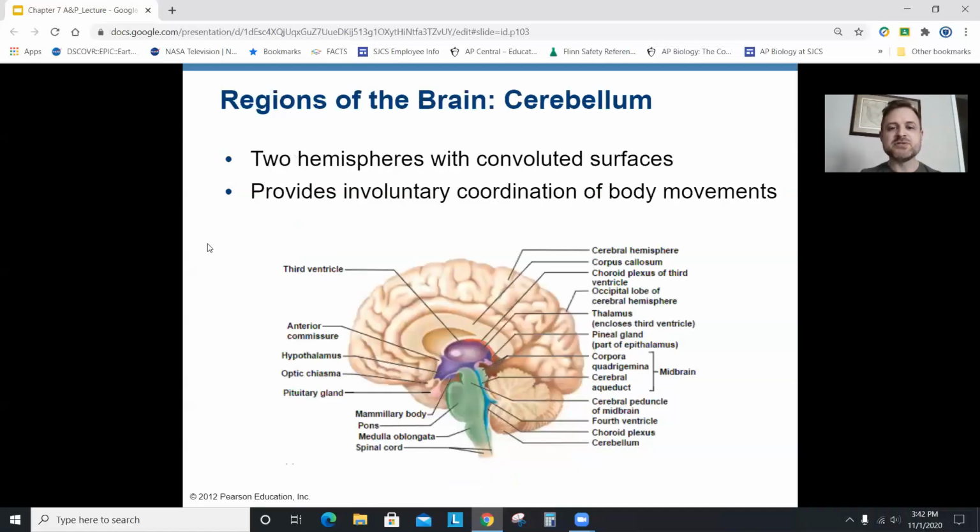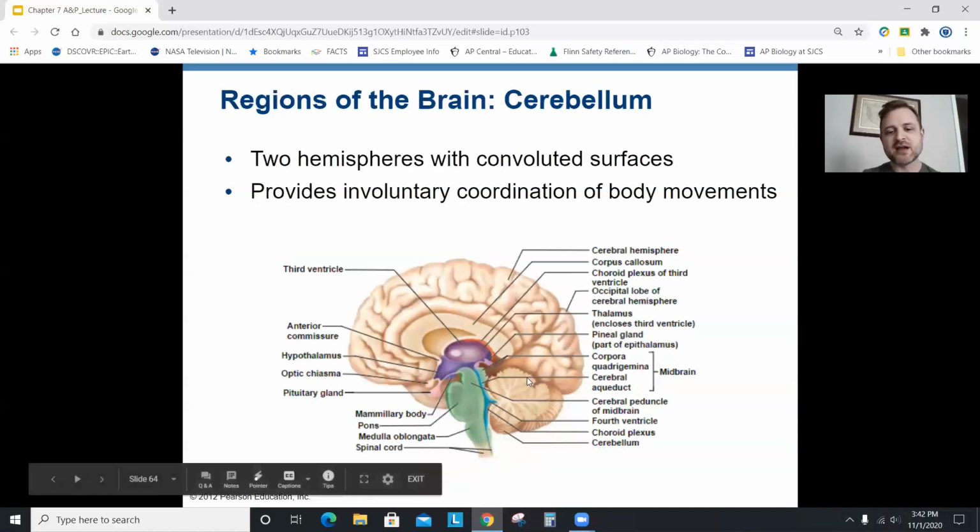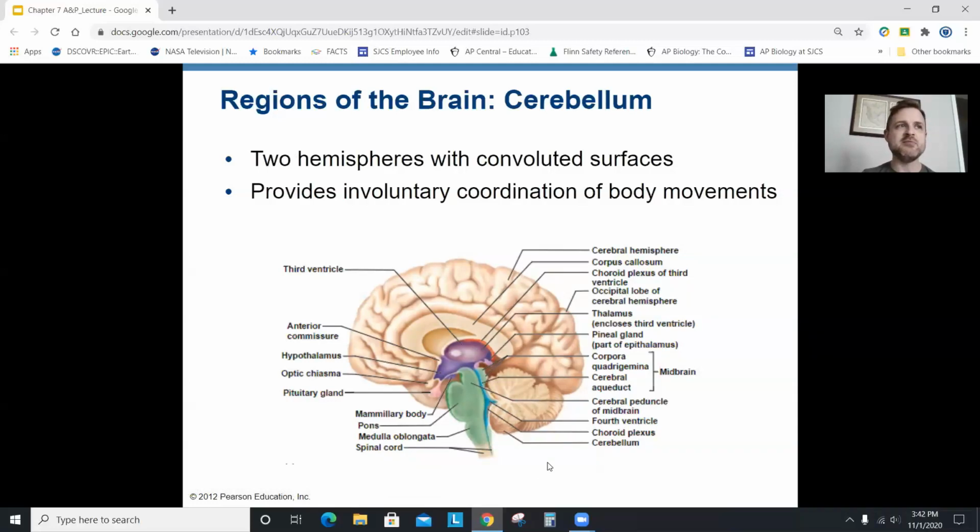Okay, cool. So the cerebellum. The cerebellum, again, is this sort of cauliflower-like region on the lower back of the brain. It has two hemispheres that are highly wrinkled, kind of like your brain is overall. The cerebellum is responsible for your physical balance and coordinating your body movements.